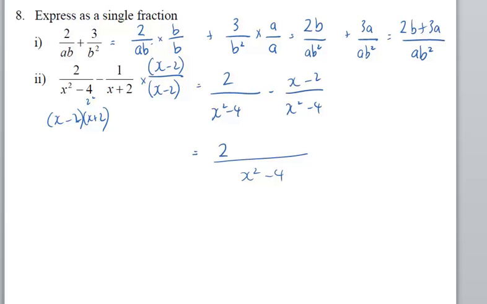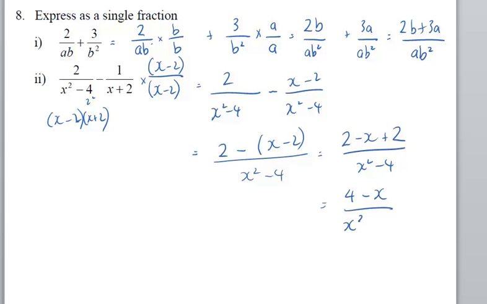And now I like to use a bracket to make sure I don't get anything wrong here. I've got 2 minus, and this second part, x minus 2. So if we work this through, it's 2 minus x, negative times a negative is a positive, so plus 2 there, on x squared minus 4. So here 2 plus 2 is 4 minus x on x squared minus 4.